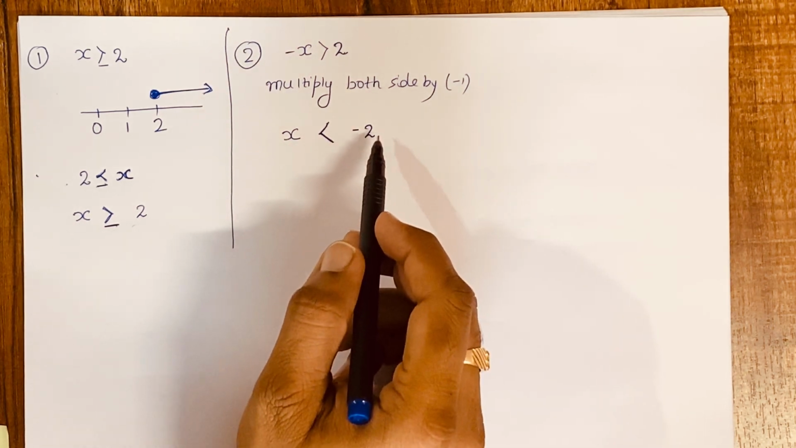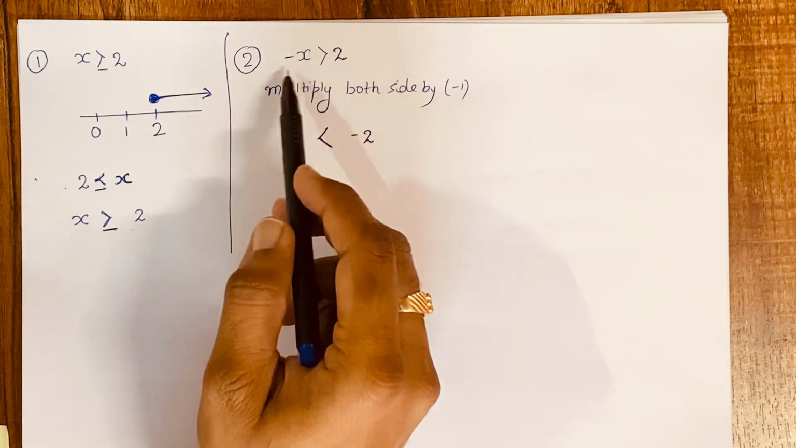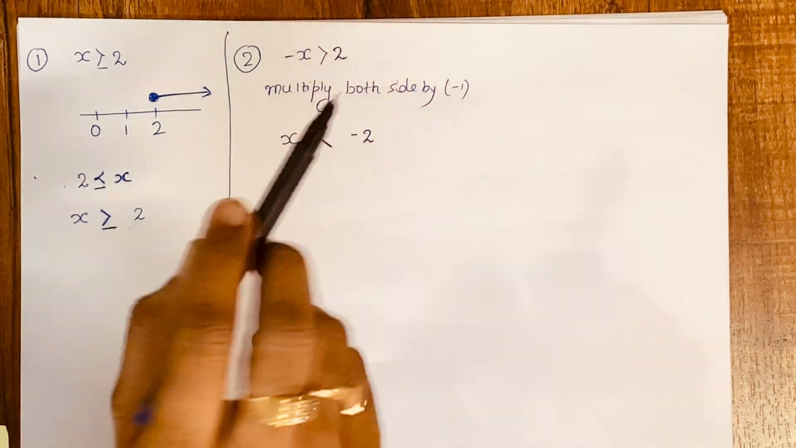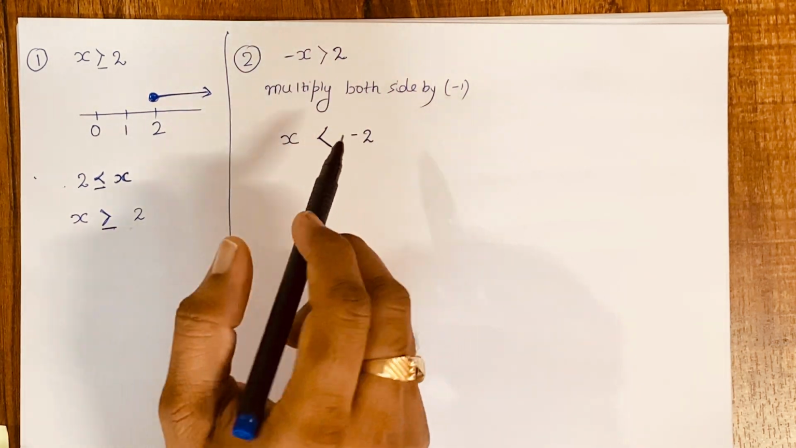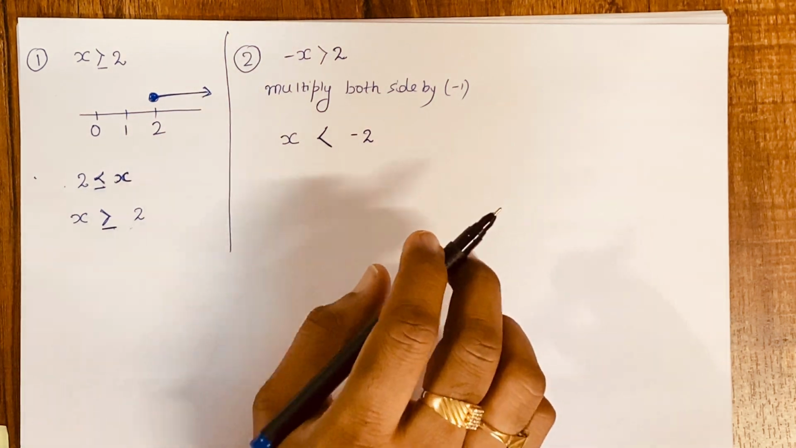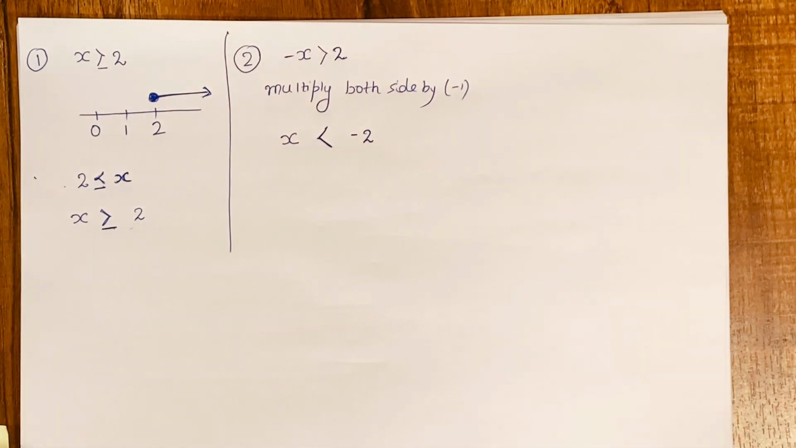Why is it lesser than minus 2? Because whenever you multiply both sides by minus, in that case only you have to change the symbol. Not in any other case. The remaining thing will be same as you do in a linear inequality.